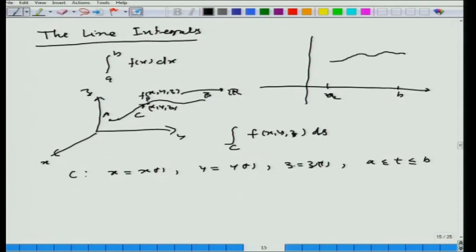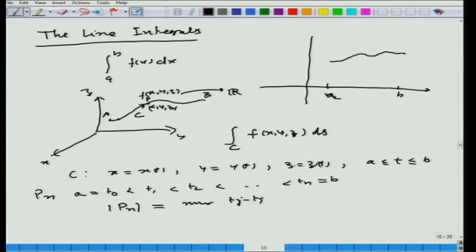Then if you partition this curve, that is, you partition the interval a = t0 < t1 < t2 and so on up to tn which is b, this is the partition Pn. The magnitude of the partition is defined as the maximum of tj minus tj-1, where j is from 1 to n.